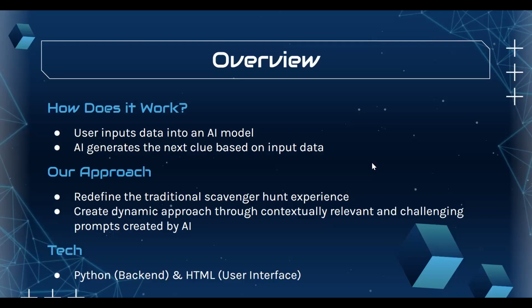So when it comes to the tech used, we are following pretty much just two languages right now, which is Python and HTML. We are using Python mainly for the backend, which allows us to power the AI and manage the clue generation process. And for the front end, we're going to be using HTML, which allows the users to interact with the system smoothly. By combining these technologies, we ensure that the scavenger hunt is not only functional, but also easy to use for anyone participating.